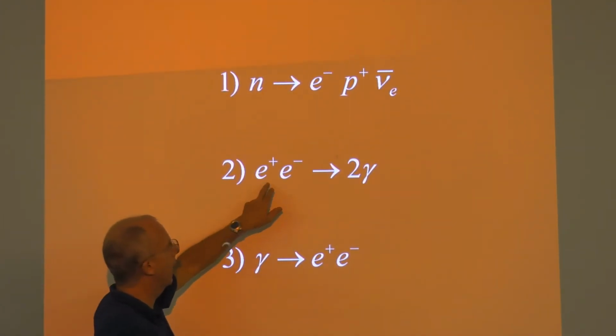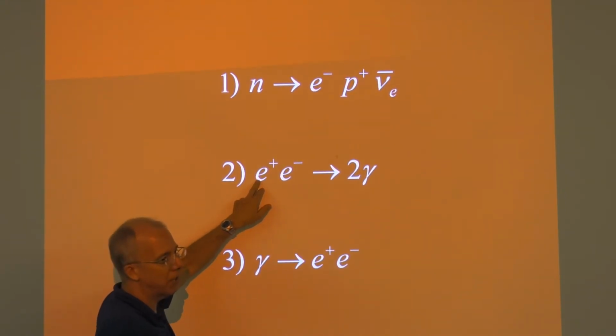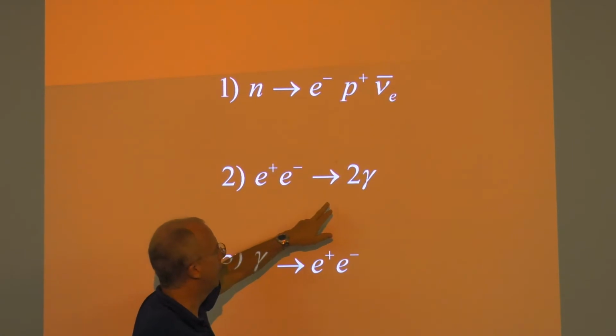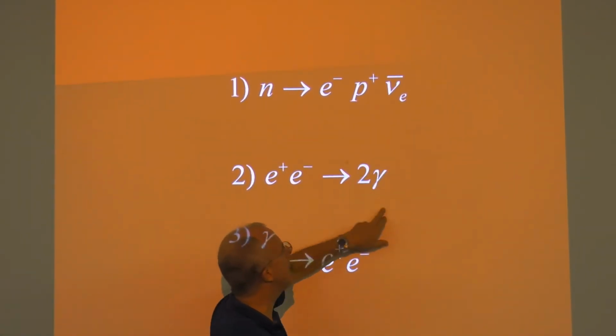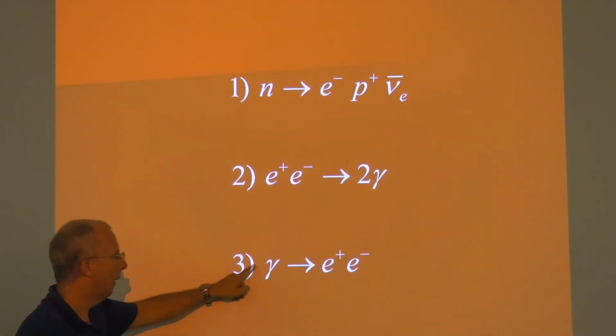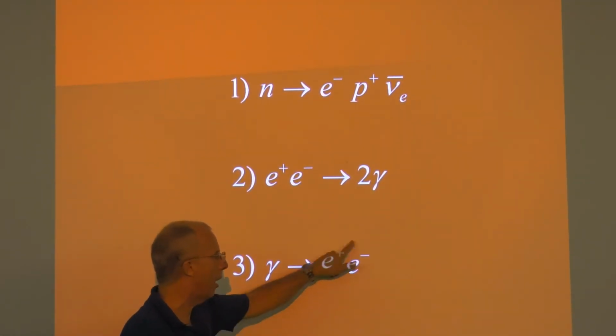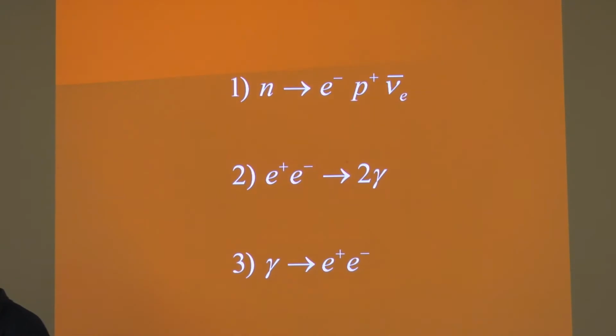Okay, how about this? You collide a positron, that's a positively charged electron, with an electron. What's their charge? 0. You get 2 gamma rays. What's their charge? 0. Or here's another thing. A gamma decays into an e plus and e minus. What's the charge? 0. So charge is always conserved.